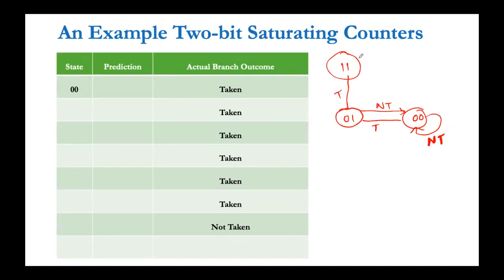Okay, if it is taken, and then if it is again taken, for example, then it will remain in the same state. If it is not taken, then it goes to your likely taken state. If it is taken, then it will come back to your strongly taken state. And if it is not taken, then it goes to your strongly not taken state.